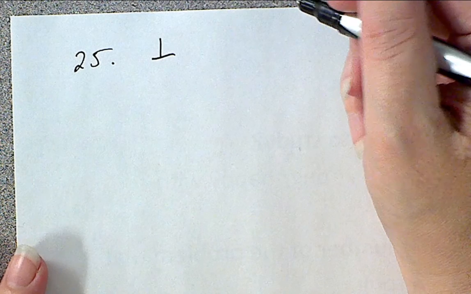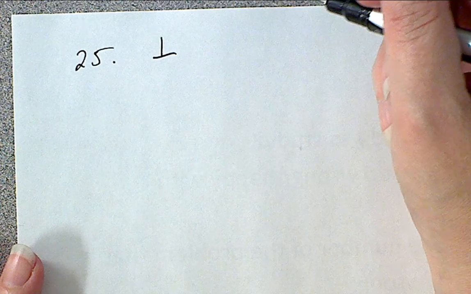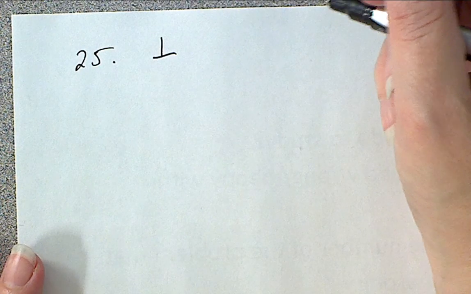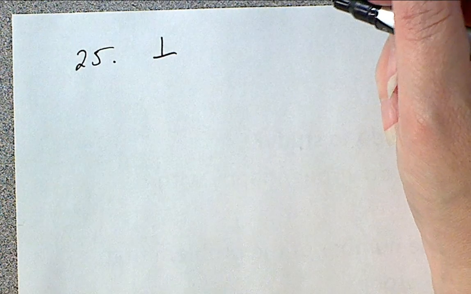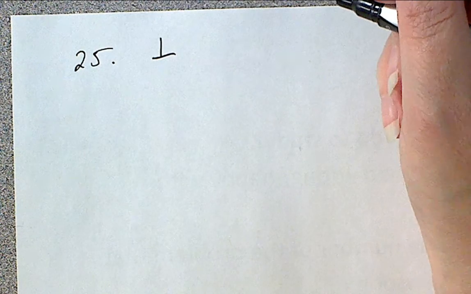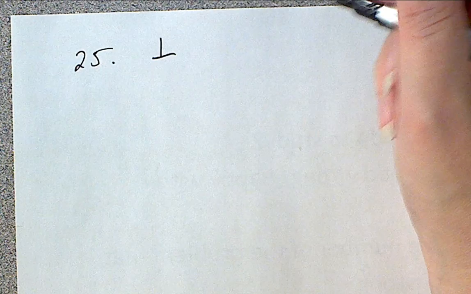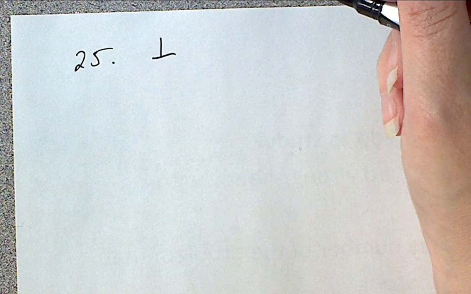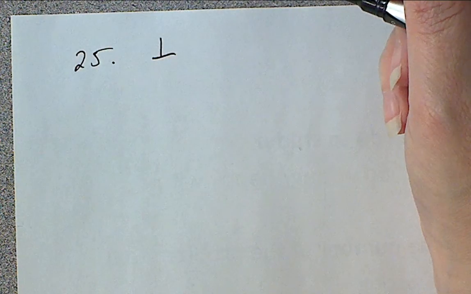25. Now we are talking about perpendicular to the given line. If we're trying to find the slope of the perpendicular, what do we have to do, class? We have to flip the fraction and change the sign. So flip the fraction and change the sign. That's how we make a perpendicular line. So we flip that fraction, change the sign.